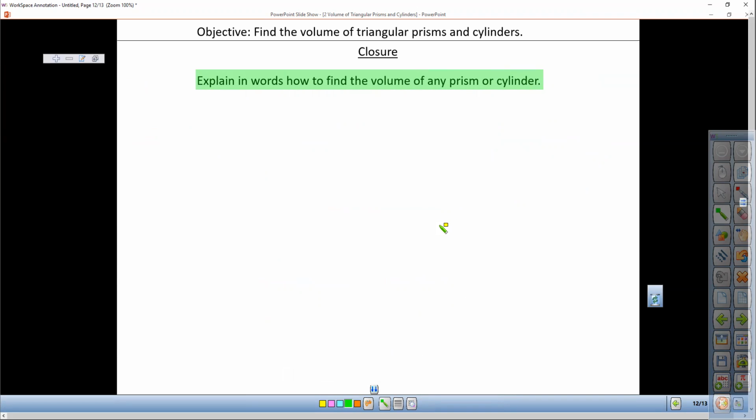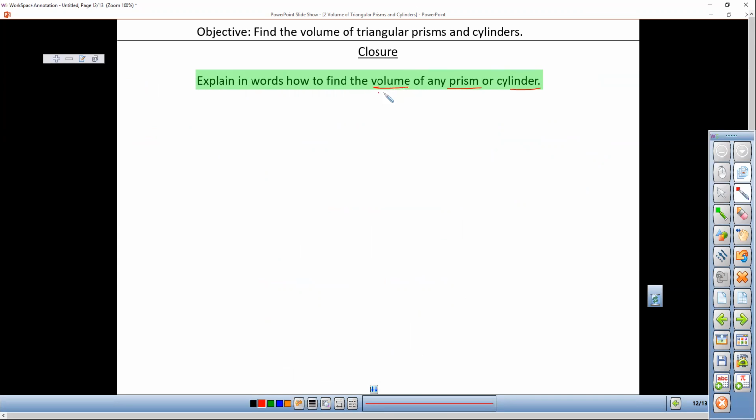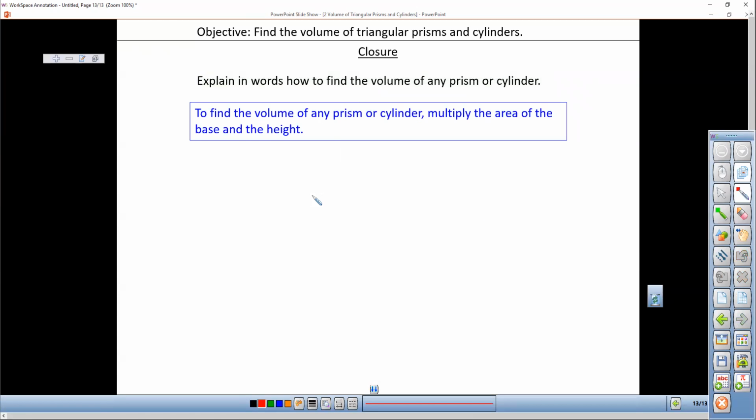All right, so hopefully you remembered that what you have learned is that prisms and cylinders, their volumes, are both calculated by taking the area of the base times the height of either the prism or the cylinder. That's our general way to find the volume of any prism or cylinder, is to multiply the area of the base and the height.